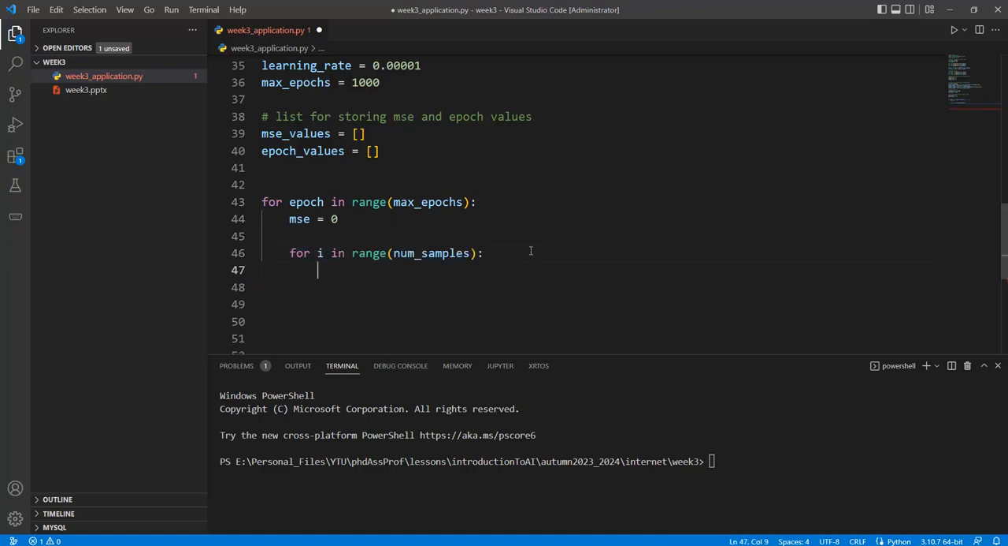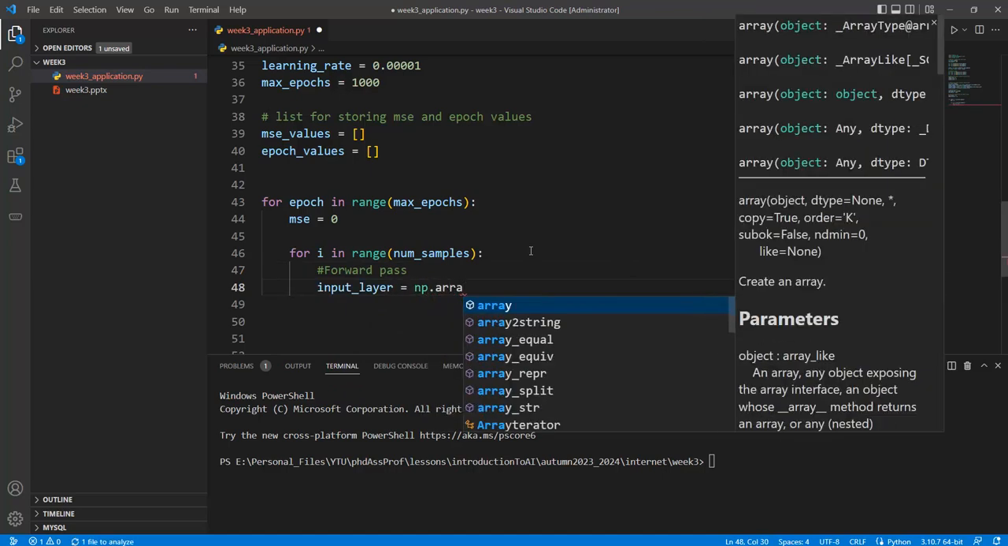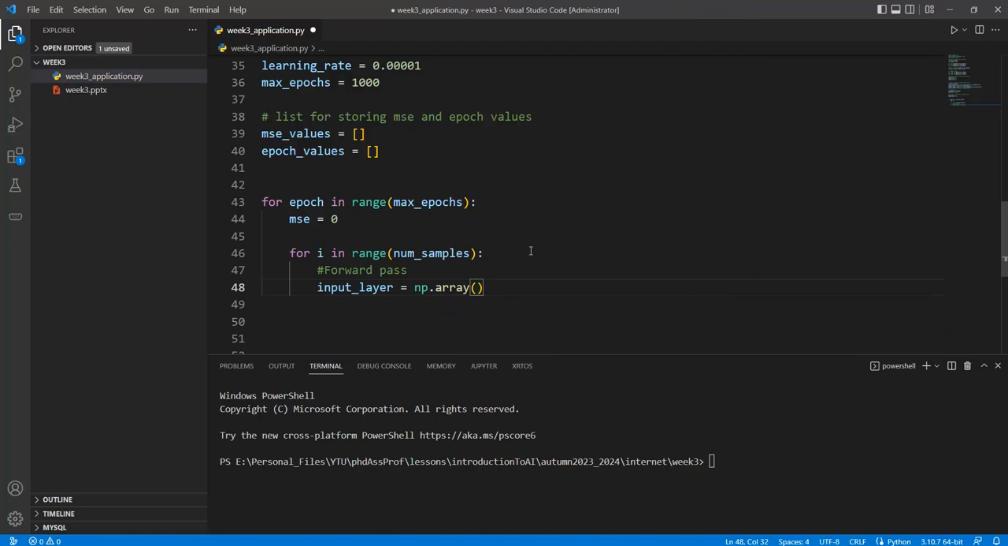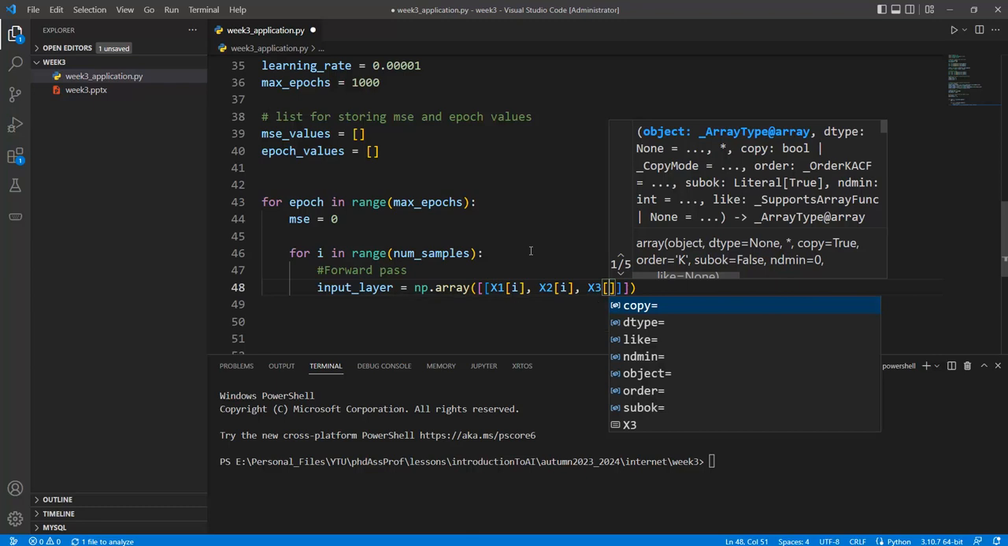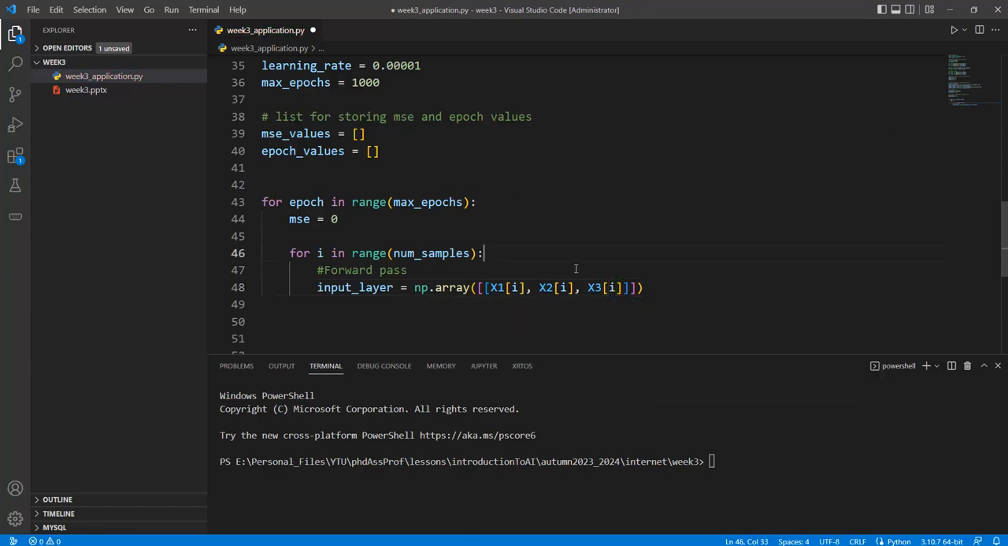Okay. For the forward pass, we need to give the input layer here, the NumPy array, so we should give some structure like x1i, x2i, and x3i. The input layer is assigned to this one, because it's a linear layer. We transfer all the data in an identical way.